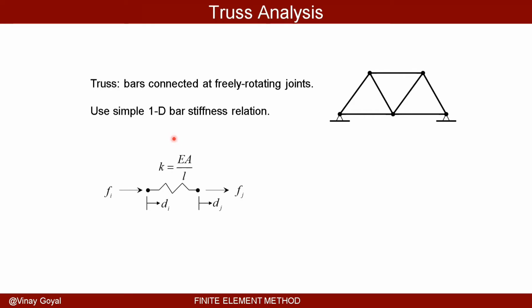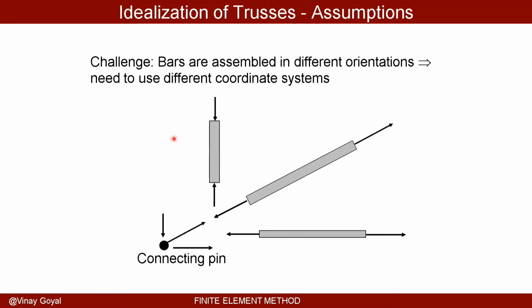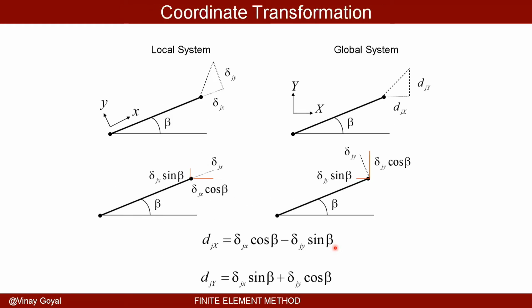They're trusses, and I'm calling them bars. The bars are assembled in different orientations. I have a bar going this way, a bar going that way, a bar going this way, and they have different coordinate systems. So I have to figure out how to deal with that. I'm going to do a little trick, and I hope you can follow it. I'm going to take the bar in the local system. In the local system, I have small x and small y. Please follow me along.